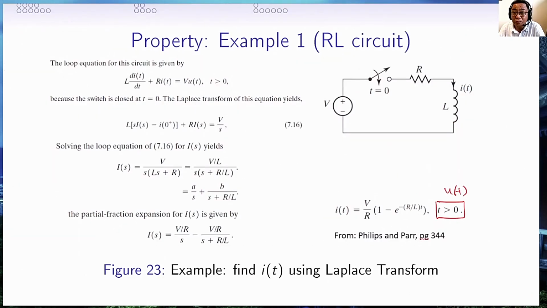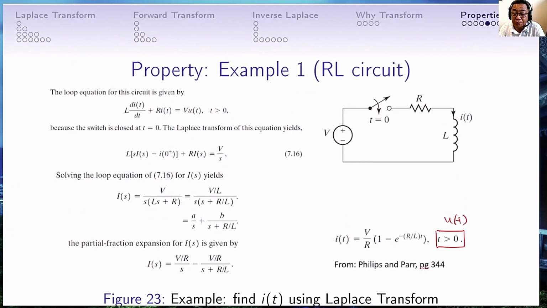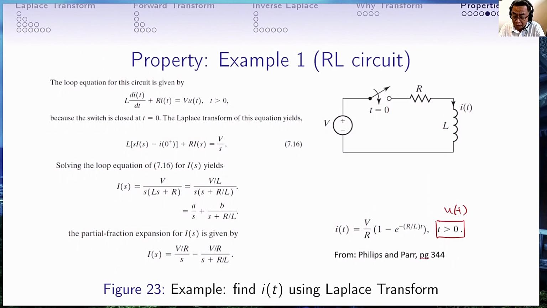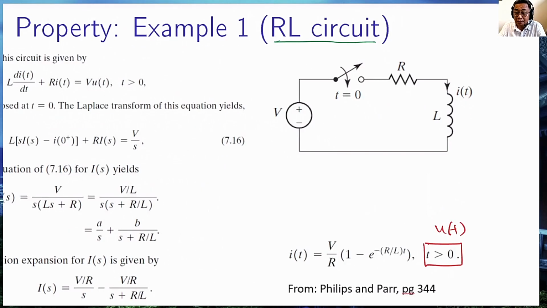So let's move on to example 1, using the property of the differential equation to solve for an RL circuit. So this is a typical RL circuit. We have a voltage source, and we have a switch that closes at time 0, and we have a resistor here, and we have an inductor here, and we have a current here.